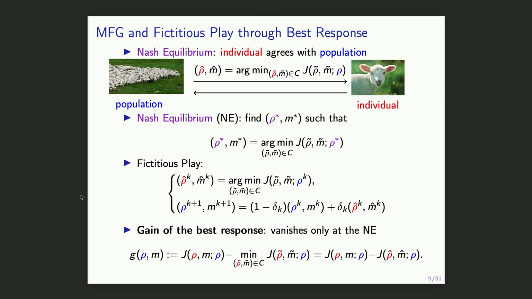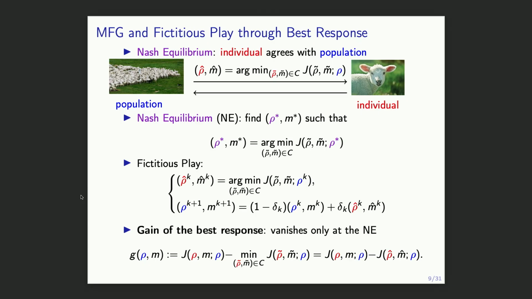And here, for the rest of this part, I will use the blue color to indicate the population and the red color to indicate the individual. Sometimes the variables might have the same value, but their physical interpretations will be different, and this color code will help us understand. So with this, we can define the gain of the best response.